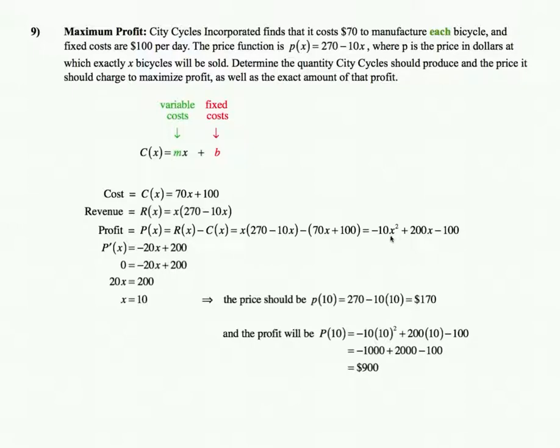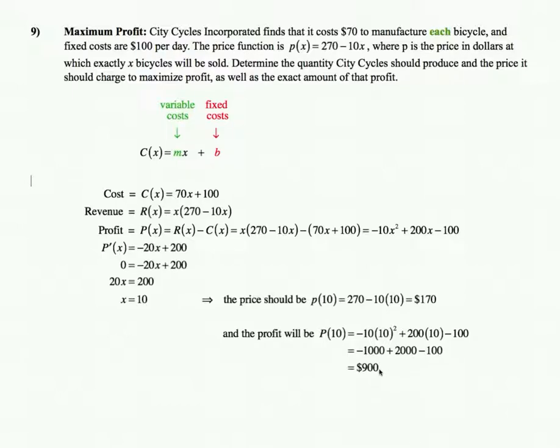Remember, as I've said, when you have an x, put a set of parentheses. Inside the parentheses, substitute the value that you're evaluating the function at. And so that's 10 squared, which is 100, times negative 10 is negative 1,000. And then you have 200 times 10, which is 2,000. And negative 1,000 plus 2,000 is positive 1,000, and then minus 100 is 900.